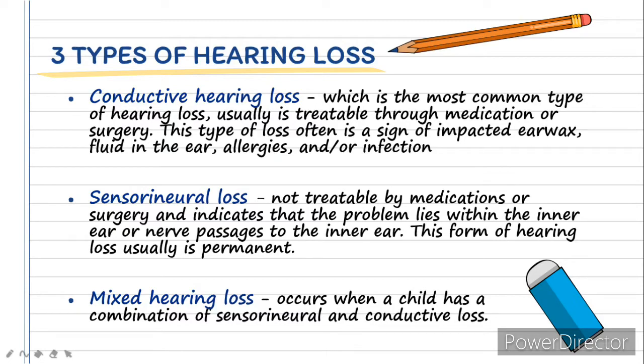Sensorineural loss is not treatable by medications or surgery and indicates that the problem lies within the inner ear or nerve passages to the inner ear. This form of hearing loss usually is permanent. Mixed hearing loss occurs when a child has a combination of sensorineural and conductive loss.